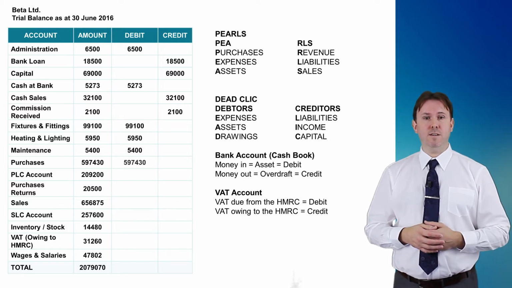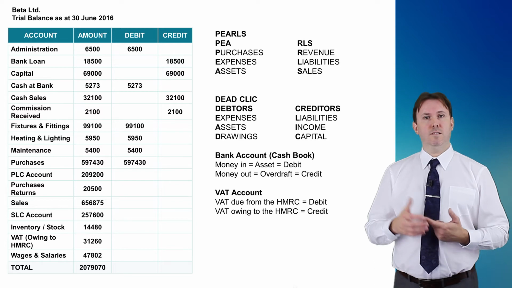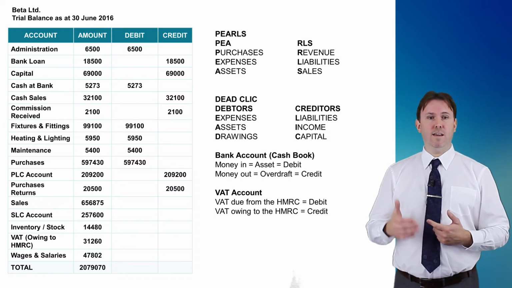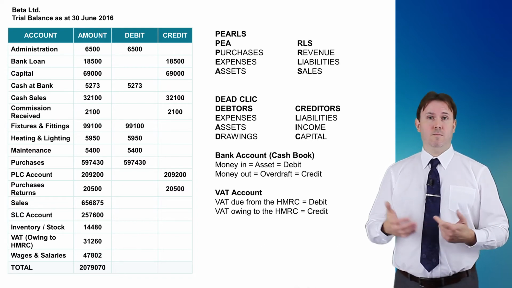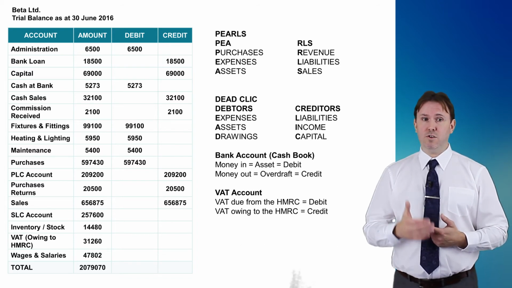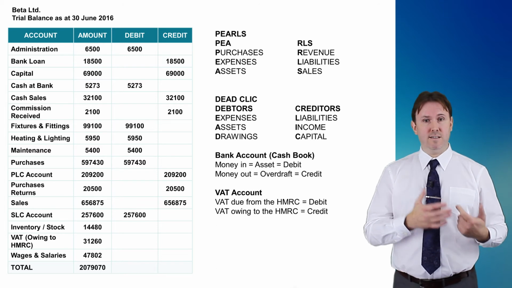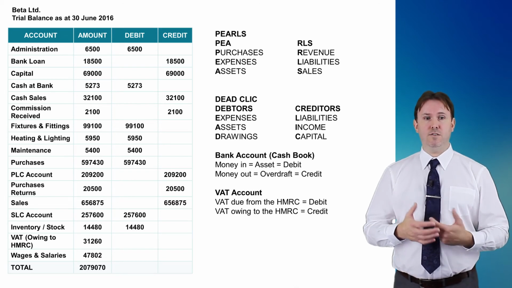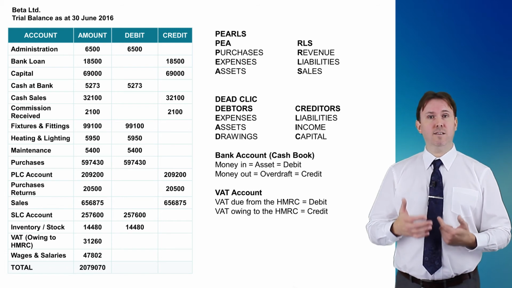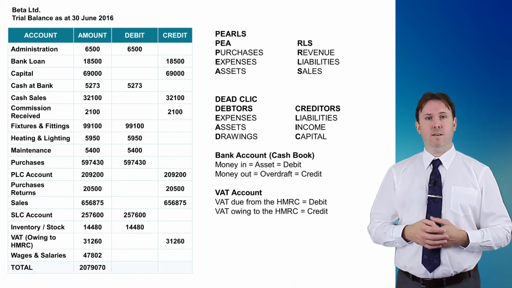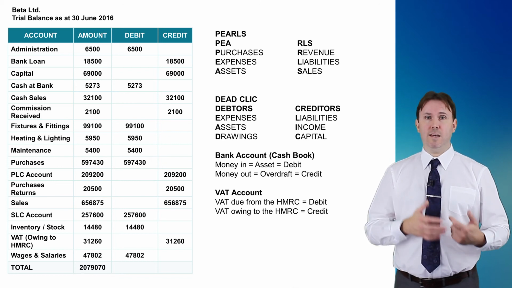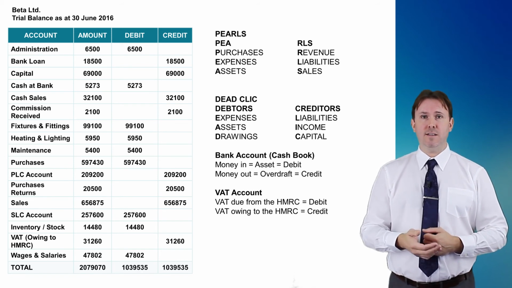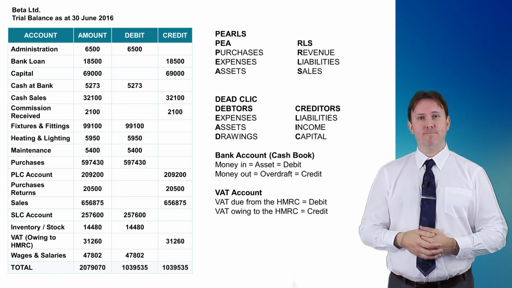Purchases is a debit entry. The purchase ledger control account, these are our creditors, and that will be a credit entry. Purchases returns will also be a credit entry. Sales, a credit entry. The sales ledger control account, these are our debtors, this will be a debit entry. Stock is an asset, this will be a debit entry. VAT, in this case owing to the HMRC, will be a credit entry. And wages and salaries are expenses and will be a debit entry. Okay, we can now add the two columns up and we can see that our debits equal our credits, and that completes our trial balance.